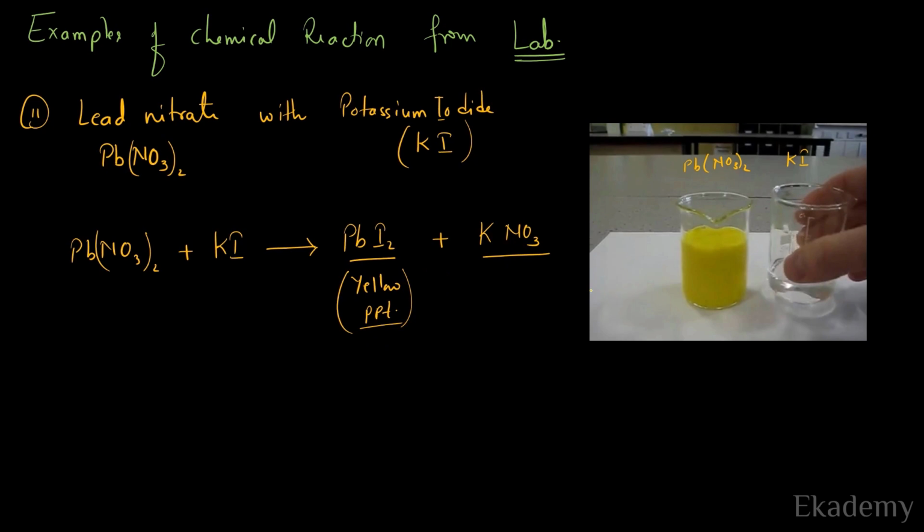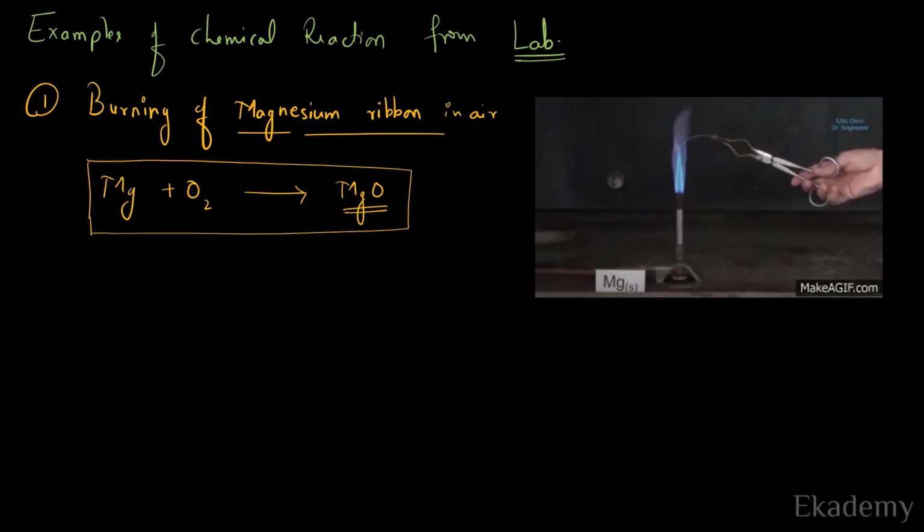Now, in this reaction, we can see that the color of the substance is changing from transparent to yellow. In the previous reaction, what we saw is the texture of the substance was changing. So magnesium is a solid metal, and when it burns, it produces a white colored powdery substance, which is magnesium oxide. So this is white powder.